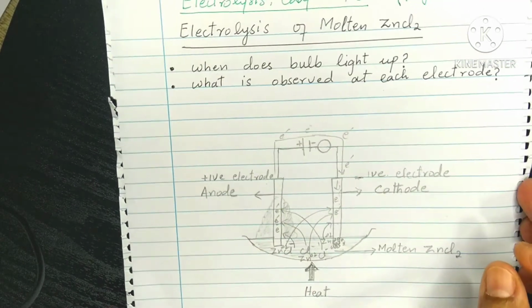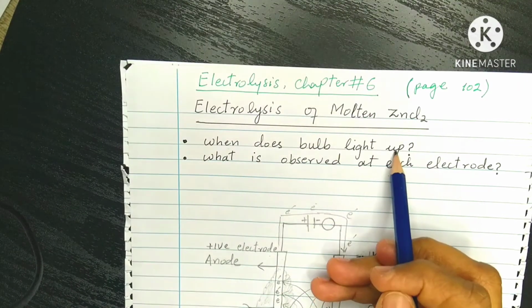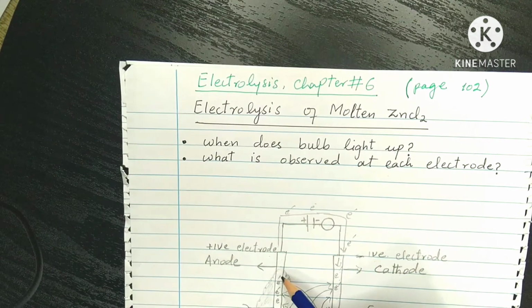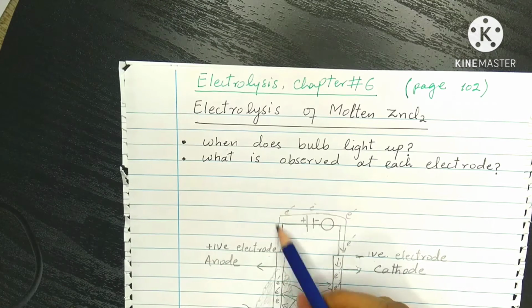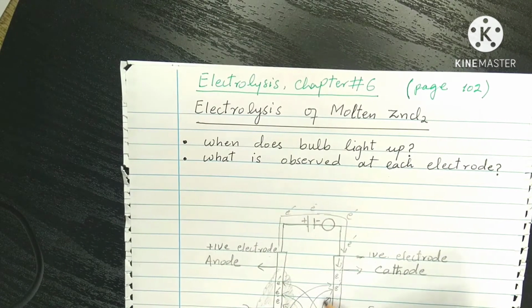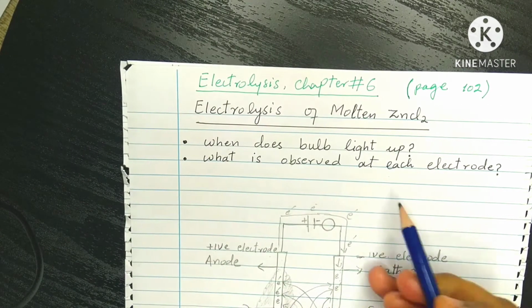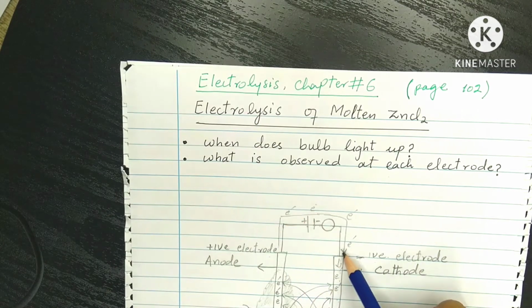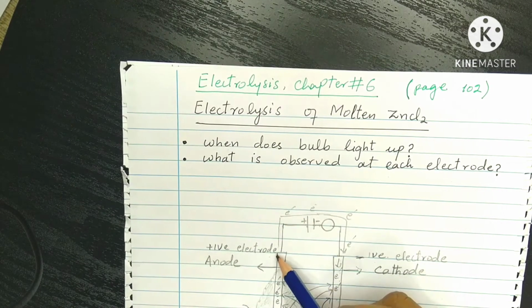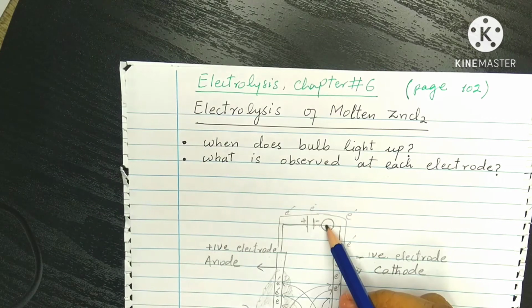Now the question is, when does the bulb light up? When there is an oxidation process at the anode surface, the electrons move from anode to cathode, and these electrons are absorbed by the zinc ions. The flow of electrons is called current. And when the electrons flow from anode to cathode, this time the bulb will light up.